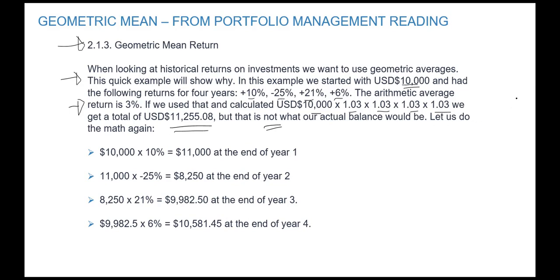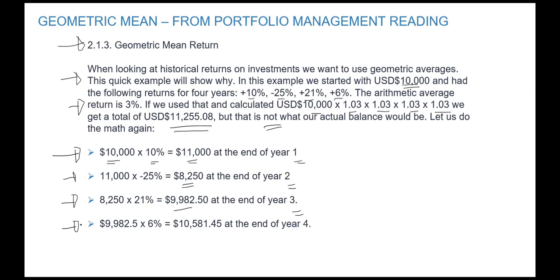And that's why we don't use arithmetic averages when we're looking at financial returns where there's variability, and in particular negative returns. So let's just look through it. If we have $10,000 at the beginning, and we earn 10% in the first year, we'd have $11,000 at the end of year 1. Then that $11,000 times the negative 25%, we'd have $8,250 at the end of year 2. $8,250 at the beginning of year 3 times the 21% year 3 return, we'd have $9,982.50 at the end of year 3.